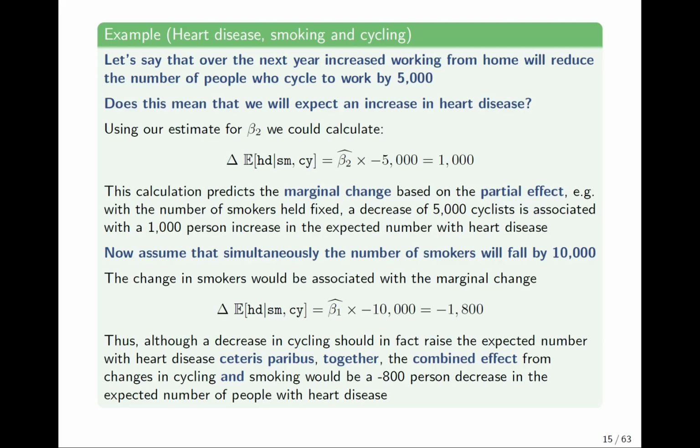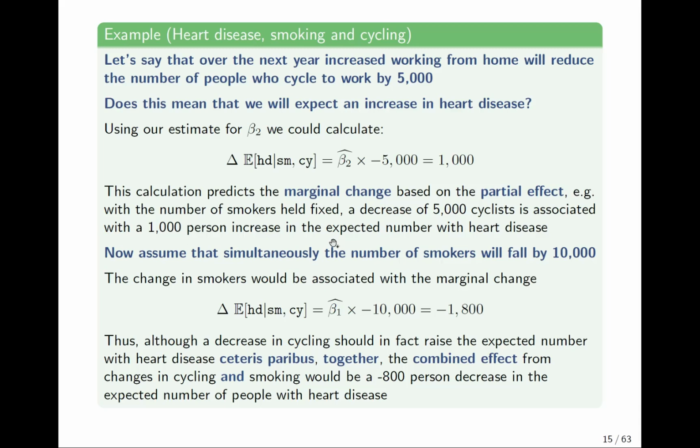So let's say that over the next year, increased working from home is going to reduce the number of people who cycle to work by 5,000 people. Does this mean that we will expect to actually observe an increase in heart disease? Well, using our estimate for beta 2, we could calculate beta 2 times a fall of 5,000 people cycling equals 1,000. So this calculation predicts that the marginal change based on the partial effect alone, with the number of smokers held fixed, a decrease of 5,000 cyclists should be associated with a 1,000 person increase in the expected number of people with heart disease.